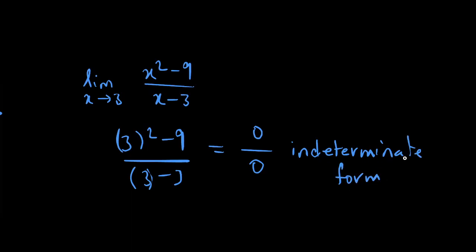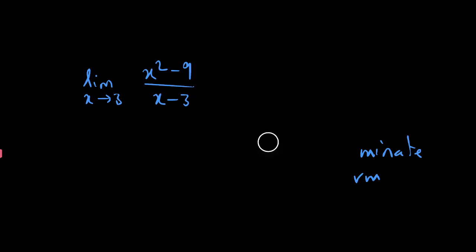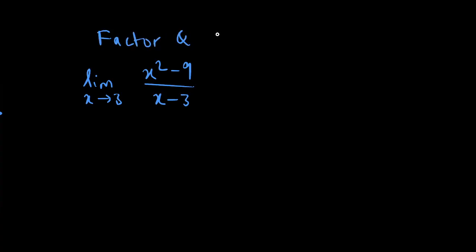So if we're given this indeterminate form, it means that we can move away from substitution, and let's try the next method in our toolkit here. And what that next method is going to be is what is called factor and cancel.